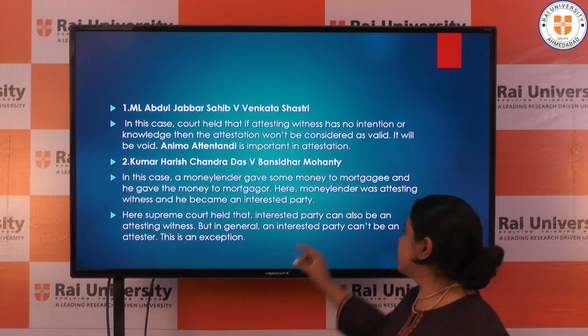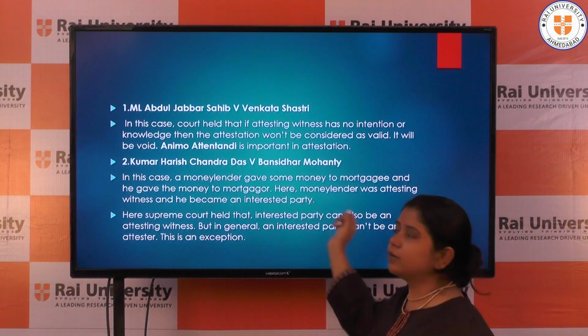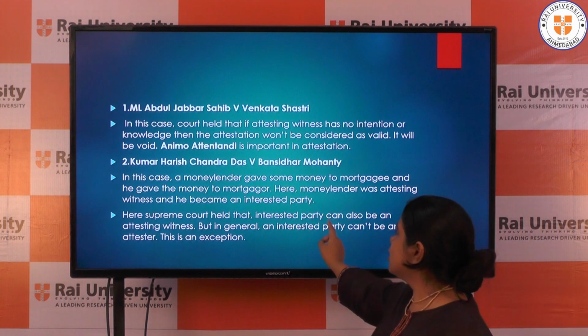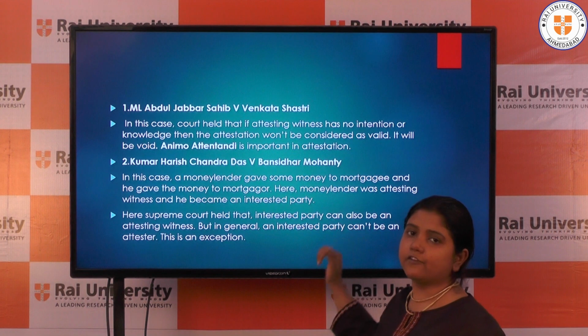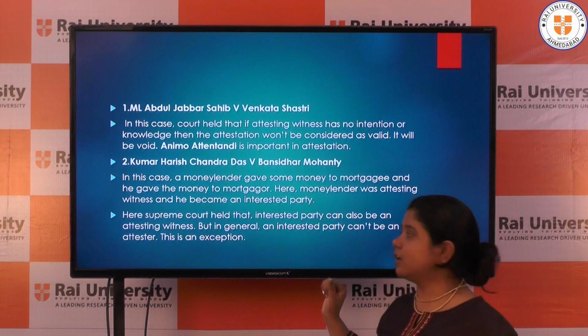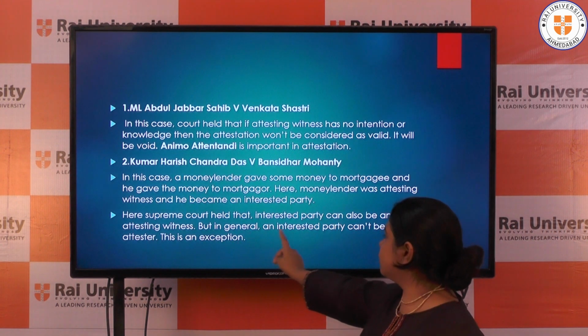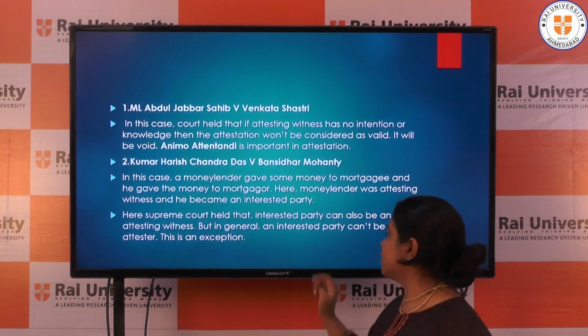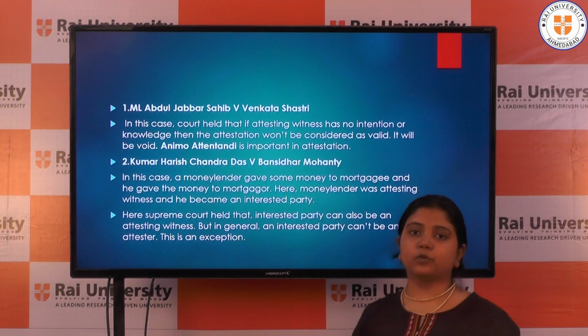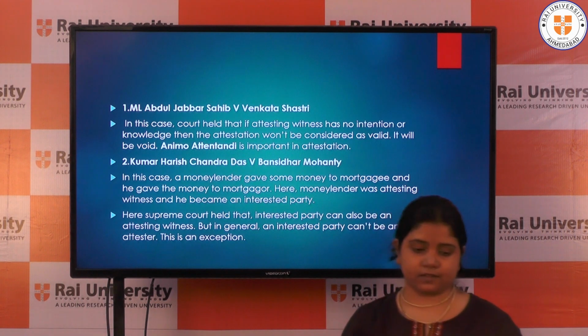So here you can see the moneylender is also an interested party because he gave the money to the person and he is currently affected if the money would not be returned. So here the Supreme Court held that the interested party can also be an attesting witness. Here the interested party is allowed to be an attesting witness.